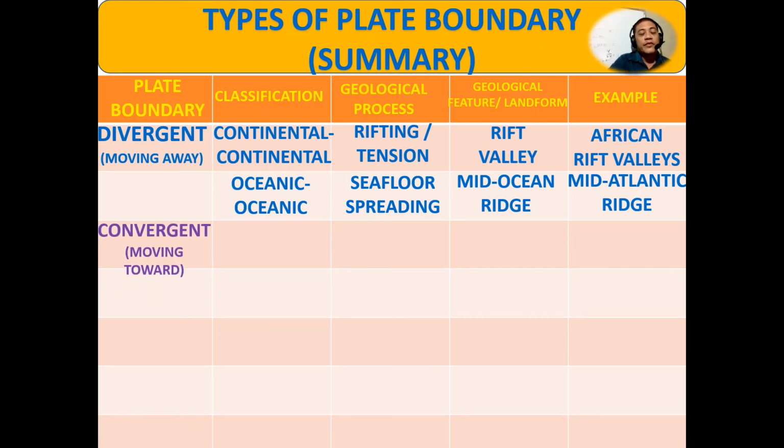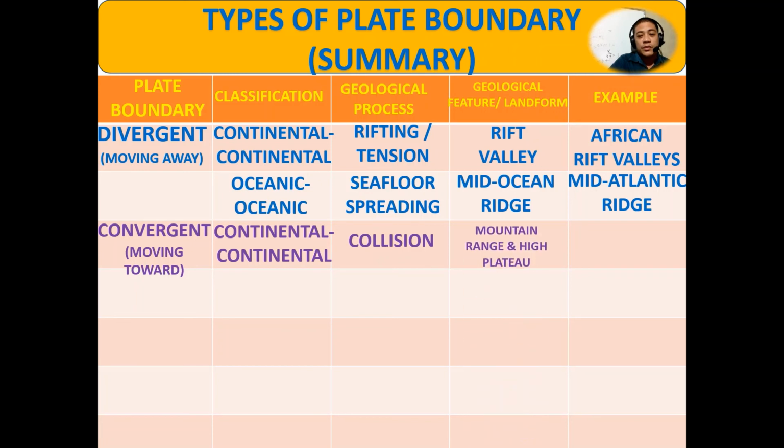The second type of plate boundary is the convergent plate boundary between continental plates. The process involved is collision. Its landforms are mountain range and high plateau. Examples: Himalayan mountains and Tibetan plateau.